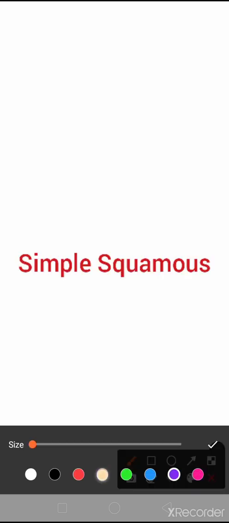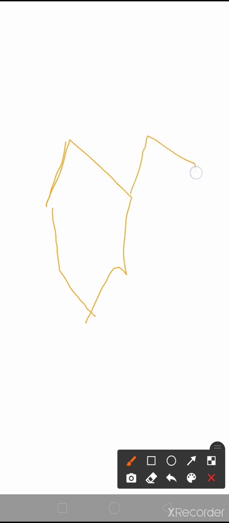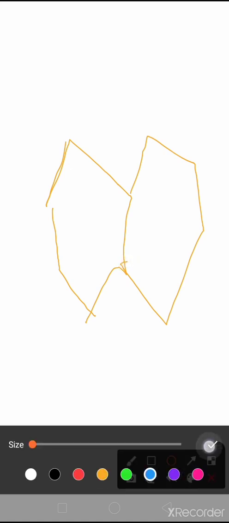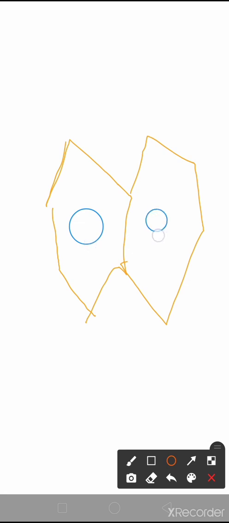The first one is simple squamous epithelial tissue. In squamous epithelial tissue, the cells are flat and may be polygonal or hexagonal. So the cells are something like this. Since it is simple epithelial tissue, the cells are arranged in a single layer, and the cells have a prominent nucleus at the center, and these cells lie on a non-living basement membrane.